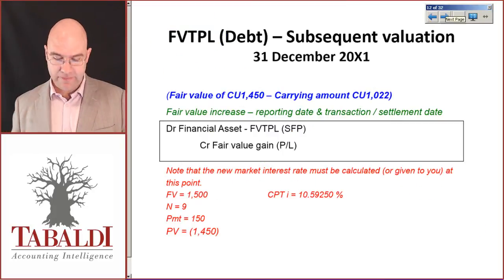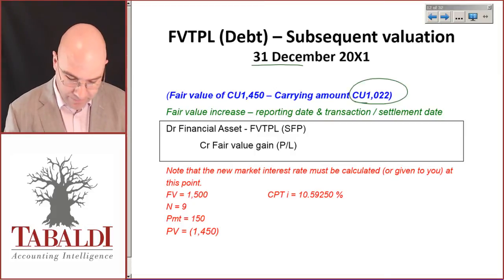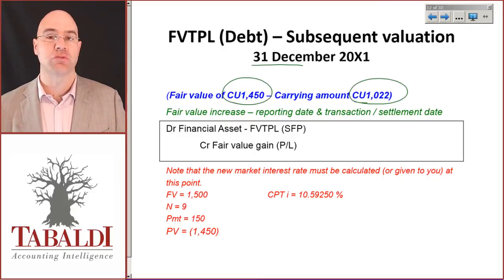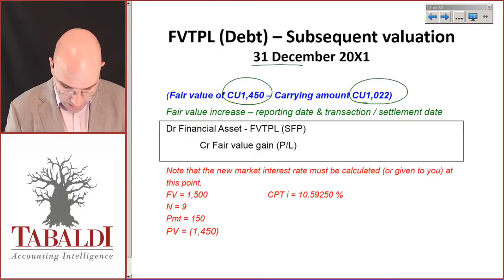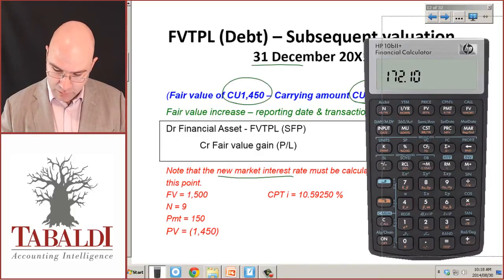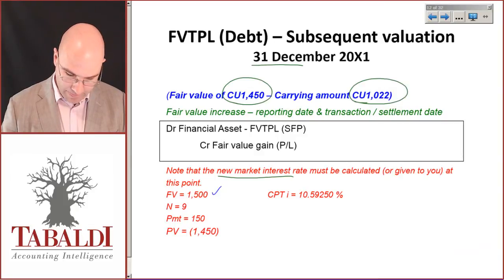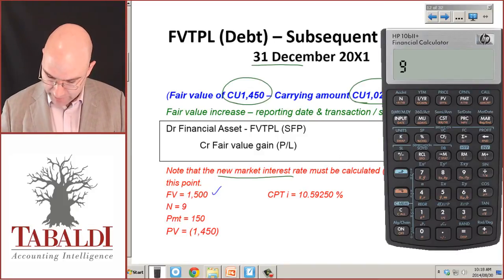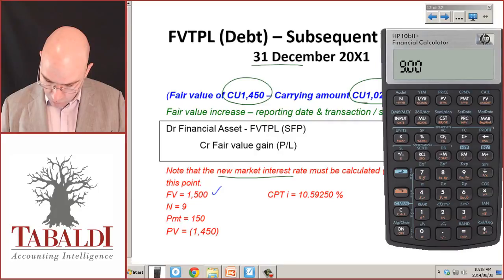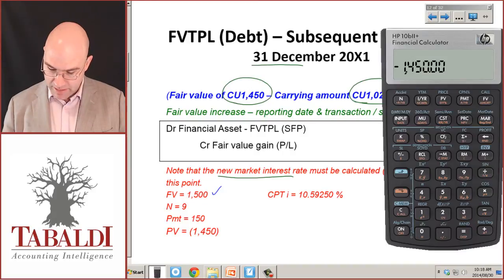Now we need to do the fair value adjustment. So on the 31st of December, I had a carrying amount of 1022, but a fair value of 1,450. What's caused that fair value change is the change in the interest rate, right? So I need to just quickly show you the new market interest rate. I've done it here, but we're going to change it on our calculator quickly. So future value stays at 1,500. That stays the same. N, however, changes to 9. Okay. Payments 150. Present value is now 1,450. A negative. Compute your new market interest rate.